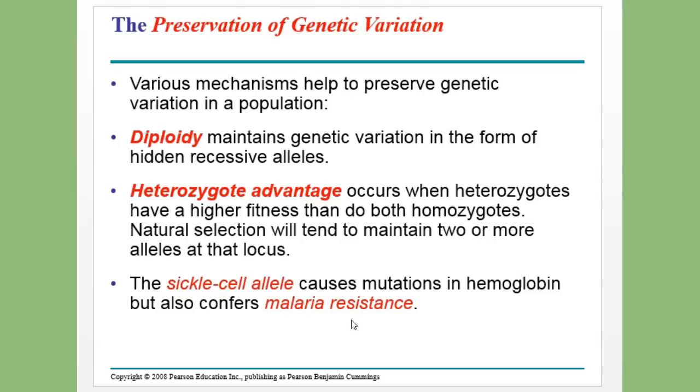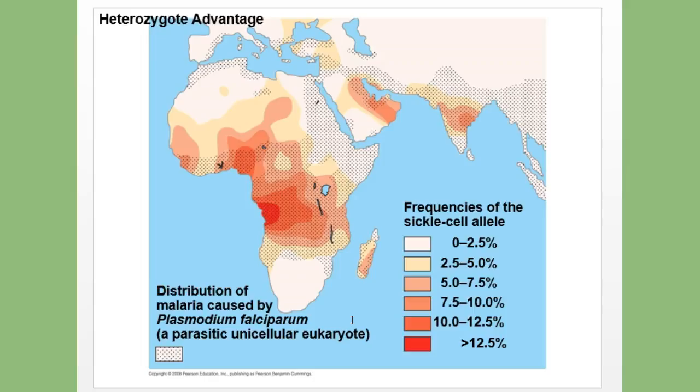Alright, the sickle cell allele causes mutations in hemoglobin, but it also confers malaria resistance. Okay? This figure on page 483 is showing that heterozygote advantage. So this is mapping malaria and the sickle cell allele. The sickle cell allele is most common in Africa, but is not the only case of heterozygote advantage providing protection against malaria. Alleles at other loci are favored by heterozygote advantage in populations near the Mediterranean Sea and in Southeast Asia, where malaria is also widespread.